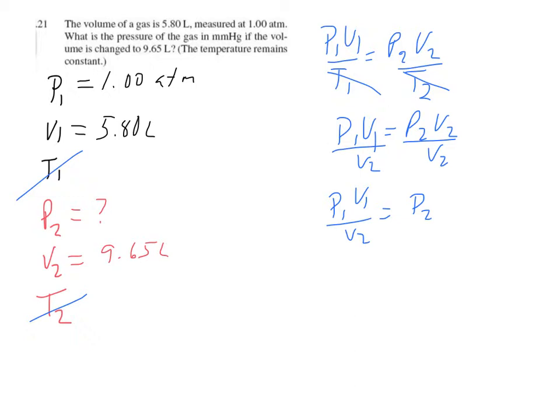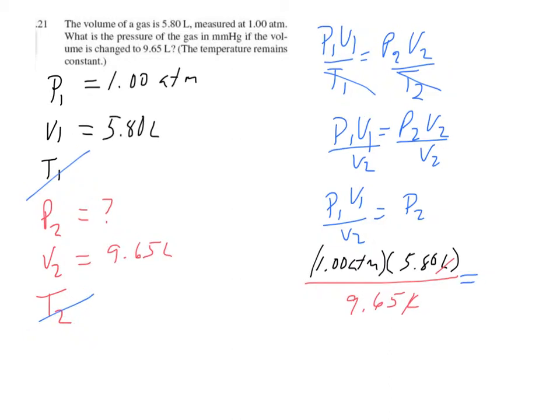And so our pressure 1, we had 1.00 atmospheres. And then our V1 was 5.80 liters. And our V2 was 9.65 liters. The liters cancels. That gives us the answer in atmospheres. And then we're going to have to convert that to millimeters of mercury. So our answer in atmospheres is 0.601 atmospheres.